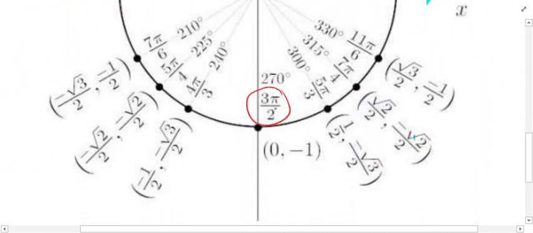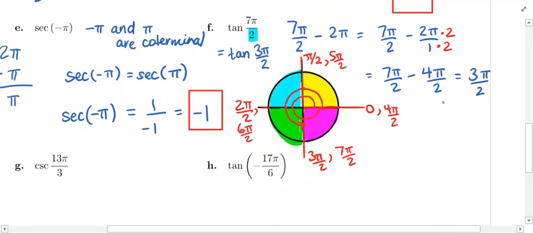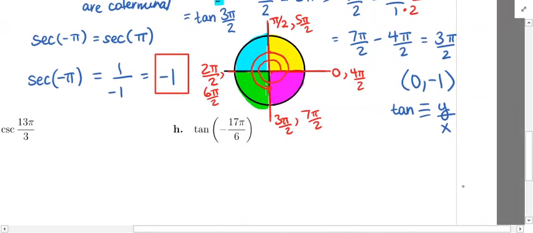Here's 3 pi over 2. The point on the unit circle that corresponds to 3 pi over 2 or 7 pi over 2 is going to be the point 0, negative 1. So my point here is 0, negative 1. If I want the tangent value, that is going to be the y coordinate over the x coordinate. So the tangent of 7 pi over 2, which is the same as the tangent of 3 pi over 2, is the y coordinate, negative 1, divided by the x coordinate, which is 0. Negative 1 divided by 0, that's undefined.